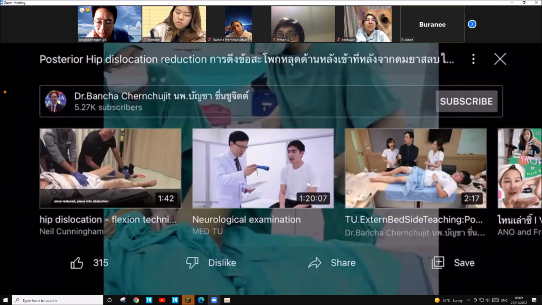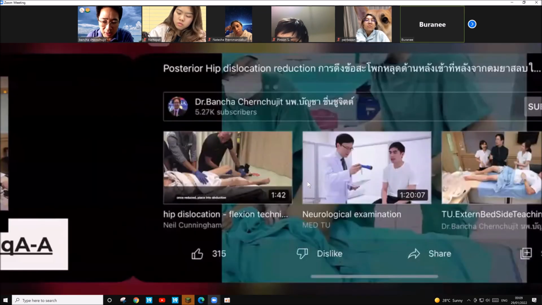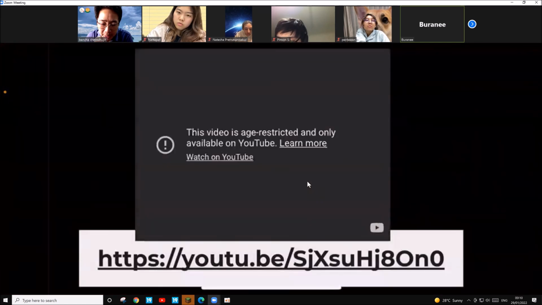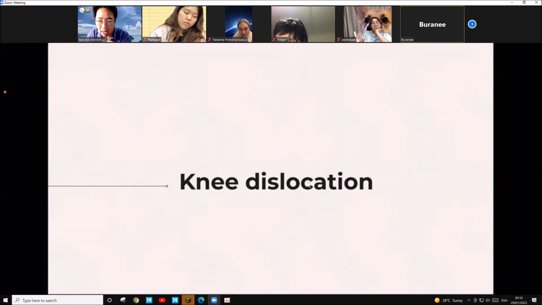But if the patient has a posterior wall fracture with a big piece of bone, the hip is not stable. When you push down, it dislocates again. So after the reduction, don't forget to test the stability. In a simple dislocation, it's always stable, because the hip joint socket is very deep, right? It's like this. So when you reduce it back, it's always stable.